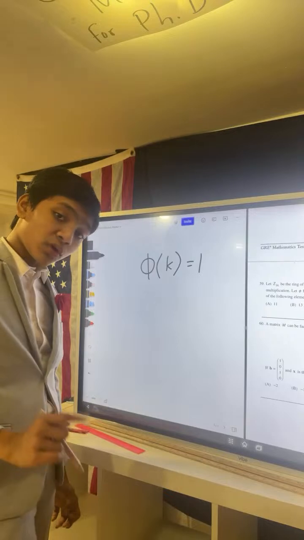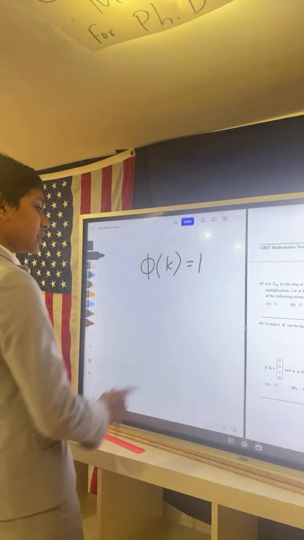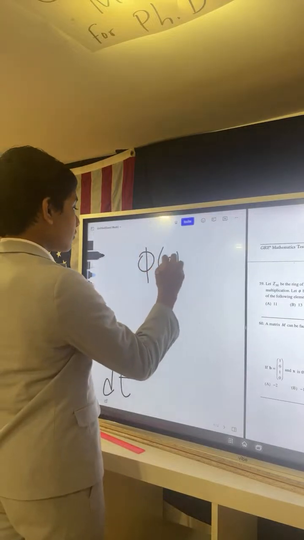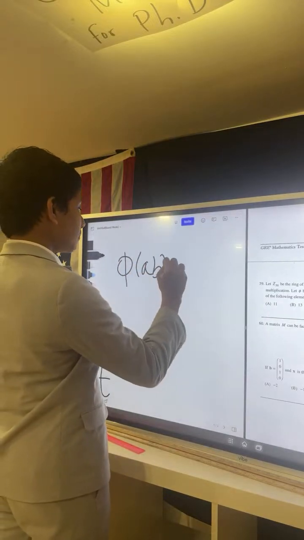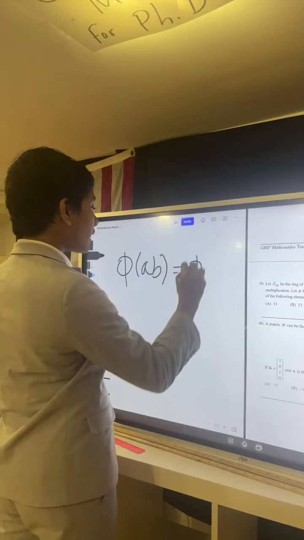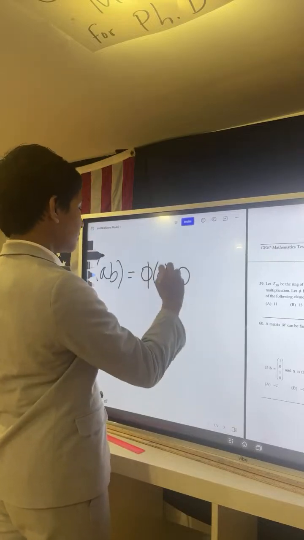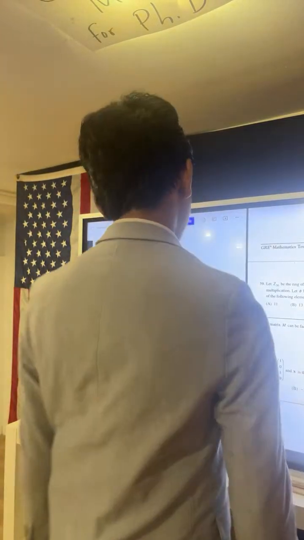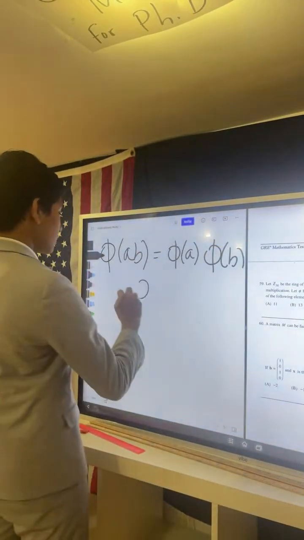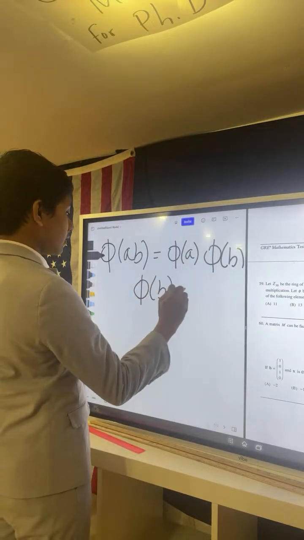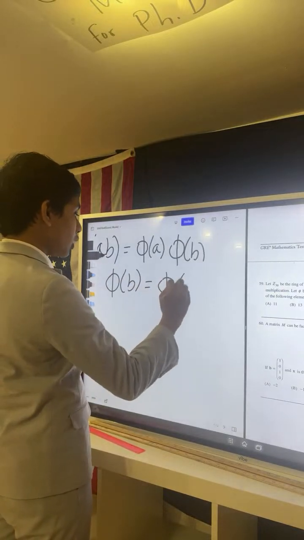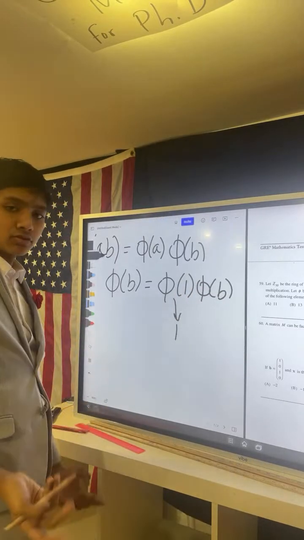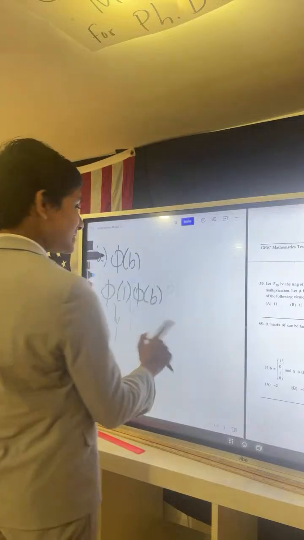A group homomorphism has one special property. In multiplicative groups specifically, phi of AB must be equal to phi of A multiplied by phi of B. Now the fact that 1 is in the kernel is pretty obvious. I mean, phi of B is equal to phi of 1 multiplied by phi of B. So naturally, phi of 1 has to be equal to 1 to make everything make sense.